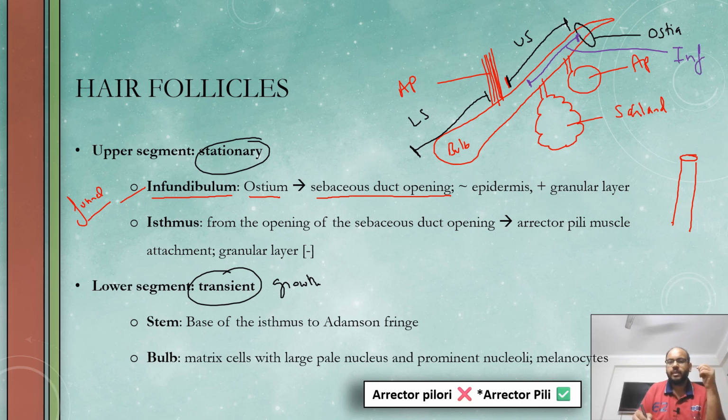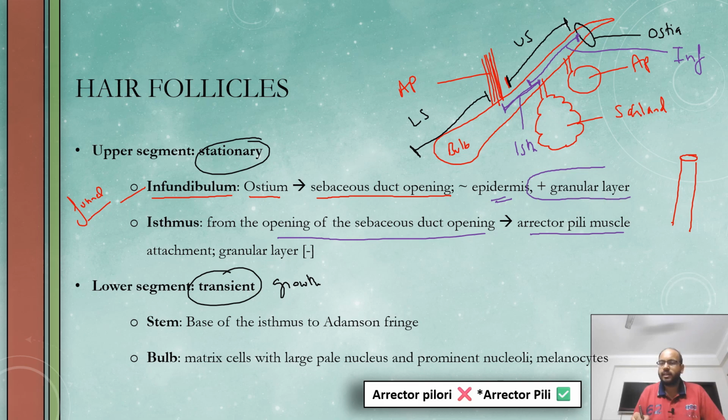Infundibulum. Okay. From the opening of the sebaceous gland to the attachment of the erector pili is the isthmus. Isthmus means neck. Now the differentiating factor is that the lining of the infundibulum is the same as the epidermis and it has a granular layer. So the granular layer is present in the infundibulum, while the isthmus does not have a granular layer. So that is a differentiating feature between these two. Where the granular layer stops, you have the start of the isthmus.